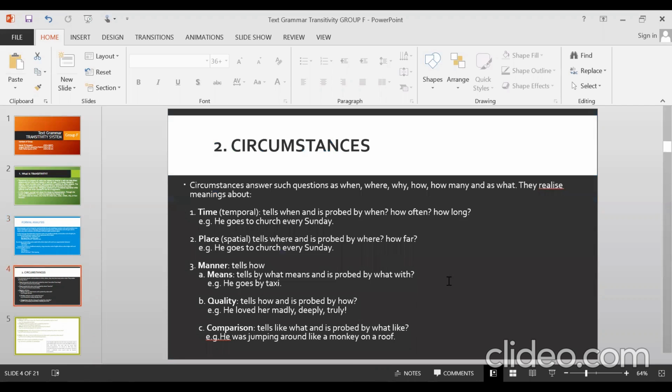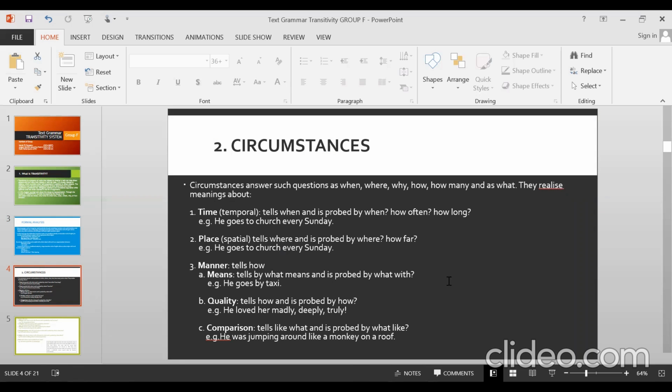Number 2 is about circumstances. Circumstances answer such questions as when, where, why, how many, and as what. They realize meanings. The first one is time or temporal, tells when and is probed by when, how often, how long. Example, he goes to church every Sunday. Second is place or spatial, tells where and is probed by where and how far.